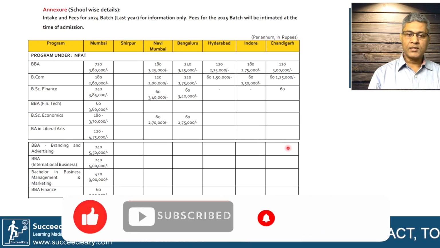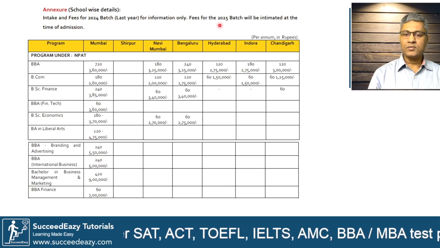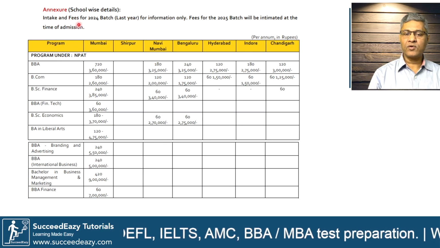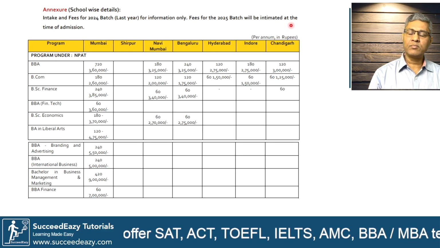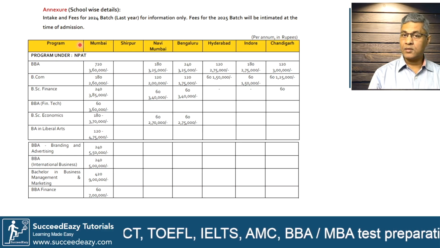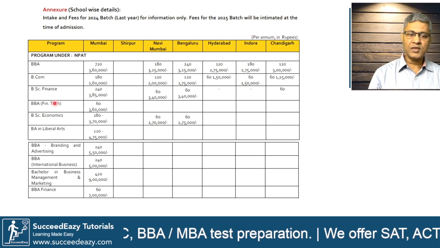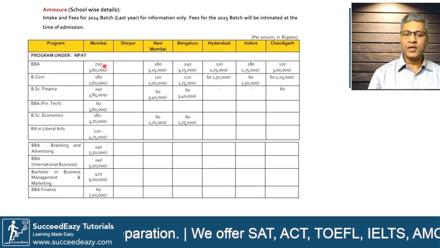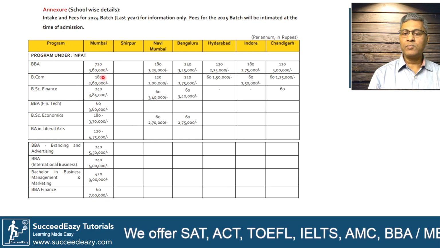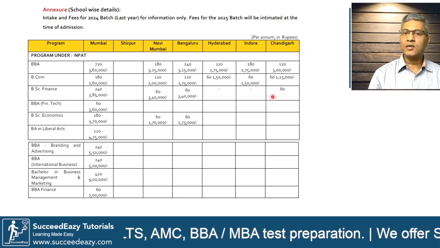So let's now look at the fee and the intake for the 2025 batch. Now they have given the structure for the 2024 batch, that is the last year batch. For the current 2025 batch, the details will be intimated at the time of admission. This is what their website says. So this is a screenshot from their website. As you can see, for the BBA program, for the Mumbai campus, the intake is 720 and the fee per year is 3,60,000 rupees. And this is how you can read the matrix.